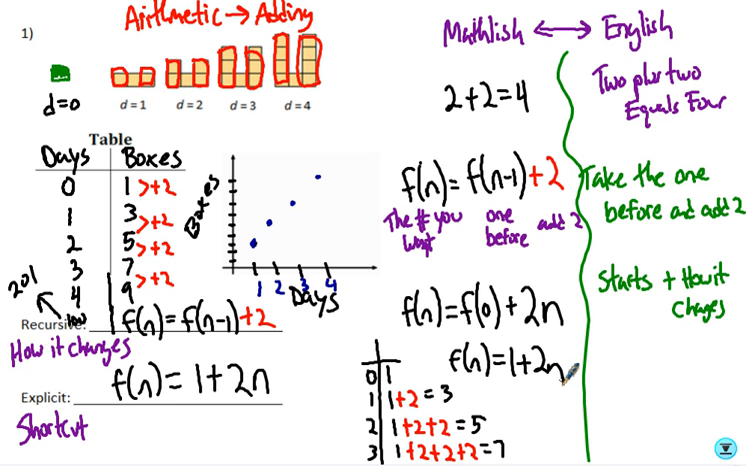Come up with the table, the graph, the recursive, which is basically just how it's changing, and then the explicit. The recursive, by the way, always starts the same. Every recursive starts with f of n equals f of n minus 1, and then just however it's changing.